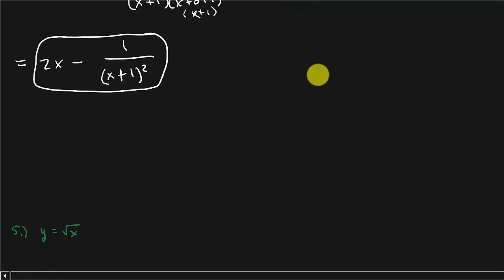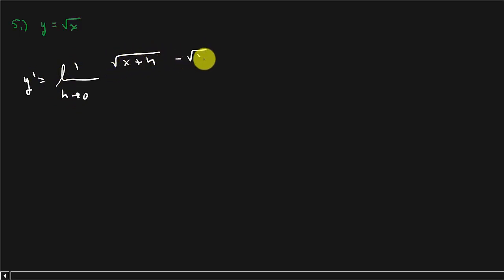All right, so let's look at this one. And this is the last one right here, the square root of x. Now, I want you to keep in mind, not only are you learning to take the derivatives, but you're actually learning some more techniques on finding limits too. All right, so we've got y prime is equal to the limit as h goes to 0, square root of x plus h minus the square root of x, all that over h.